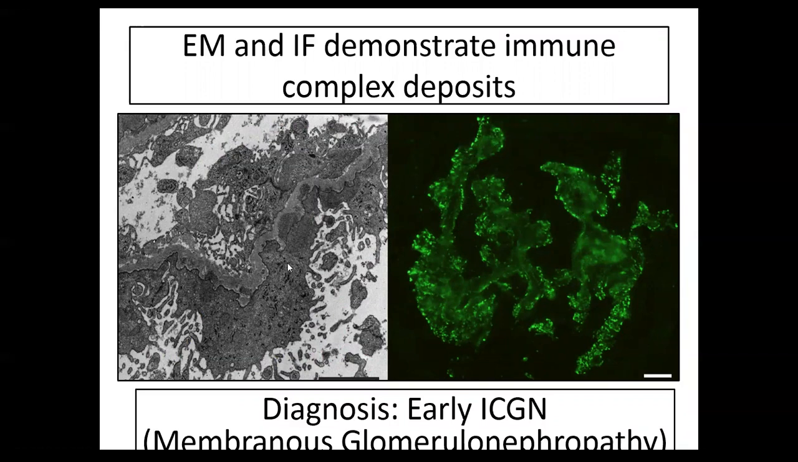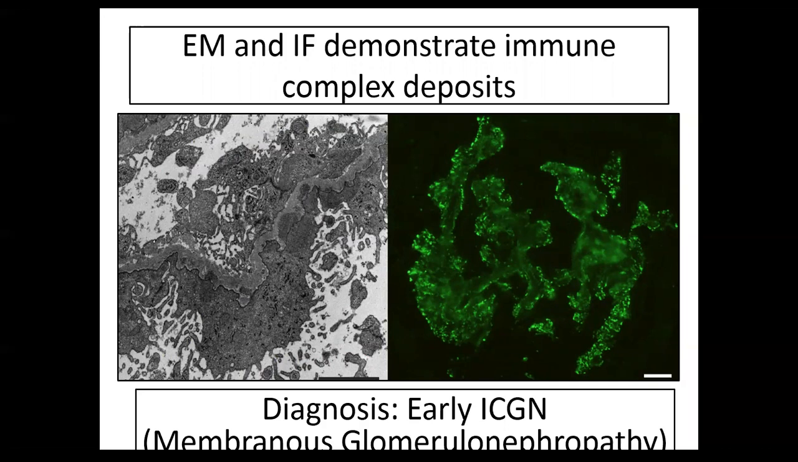And the EM, it's a little difficult to see on the screen, at least for my students, but hopefully you guys can see that I'm outlining an electron-dense deposit here. And here's a second electron-dense deposit. This is the podocyte. So this is urinary space, and this is endothelial cells and capillary lumen space. And so all of these are very small, regularly spaced subepithelial deposits.